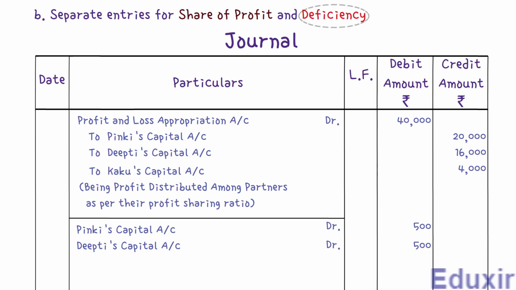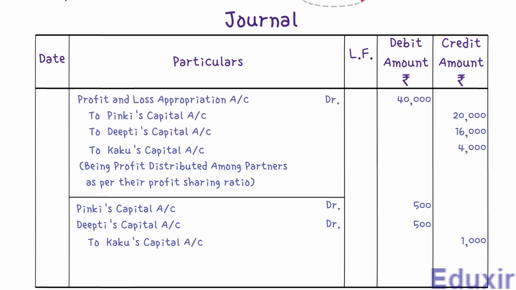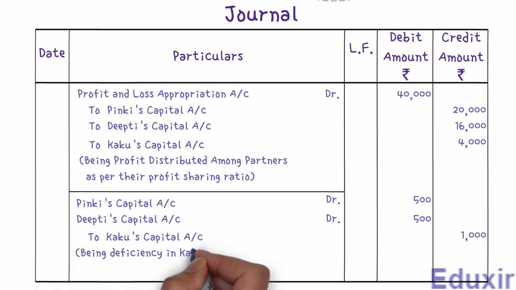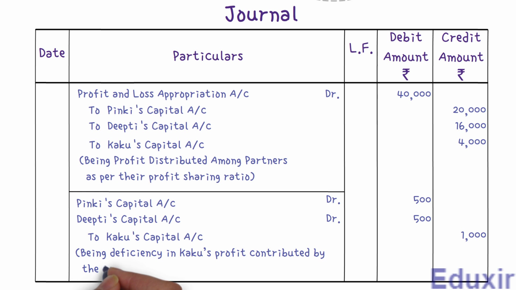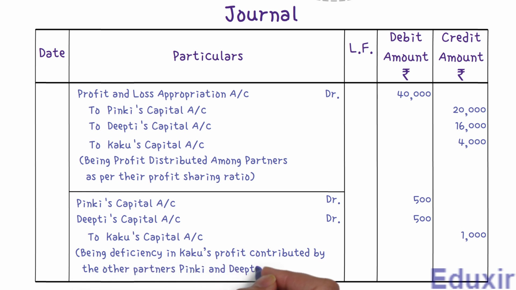Leaving a margin, let's write partner Kaku's capital account as the credit entry. Let's then write the corresponding credit amount of 1000 rupees into the credit amount column. Let's then write the description or narration of this transaction as being deficiency in Kaku's profit contributed by the other partners Pinky and Deepti.